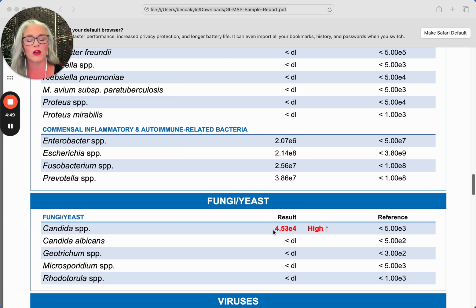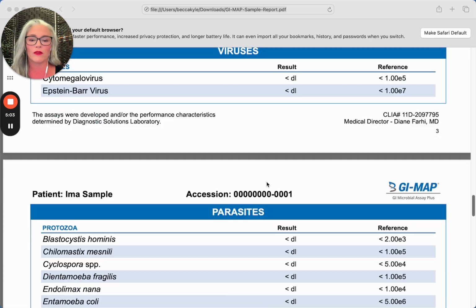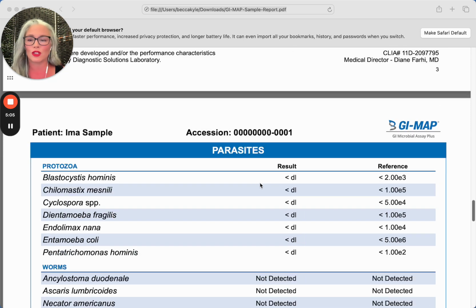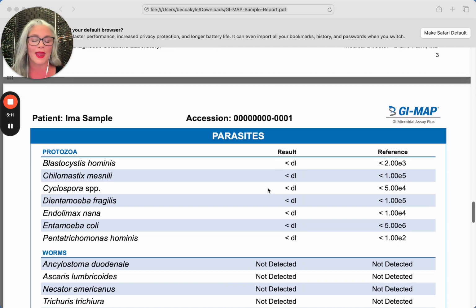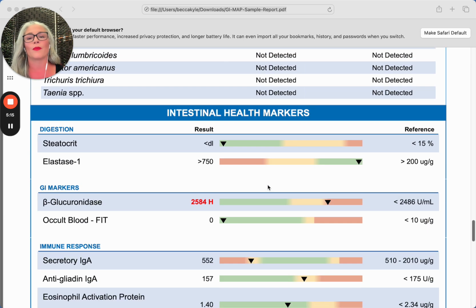So we've got some fungal, some yeast issues going on. Now, Candida produces a toxin called acetaldehyde, which is why if you have high Candida, it can actually make you feel hungover, because acetaldehyde is also produced by alcohol. No viruses showed up here for this person. No parasites showed up, but I've seen them show up plenty on my actual clients' labs. Now, looking at these intestinal health markers, I love this page of this lab.